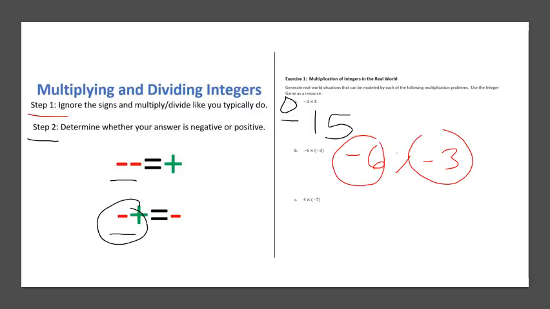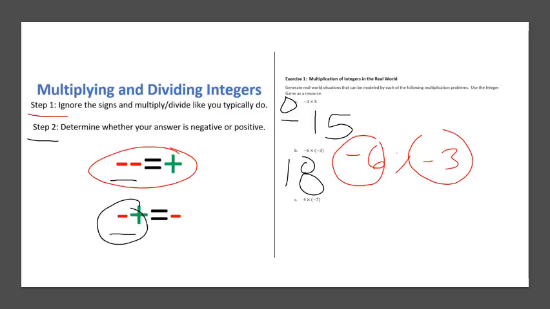So what do you notice? Do you think your answers could be positive or negative? Look at both of the factors. One factor is -6, the other factor is -3. So I know obviously my answer is going to be positive. I'm multiplying two negative numbers. So what is 6 times 3? 6 times 3 equals 18, and I know my answer is going to be positive 18.